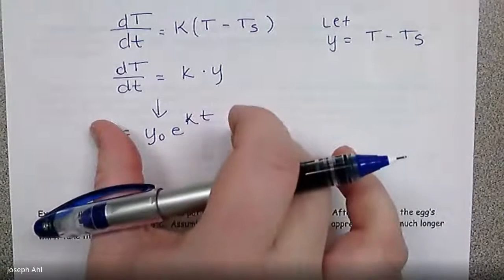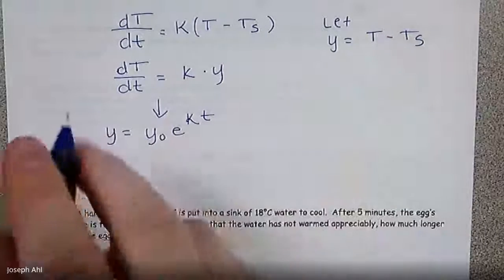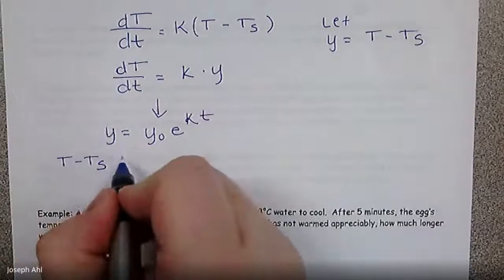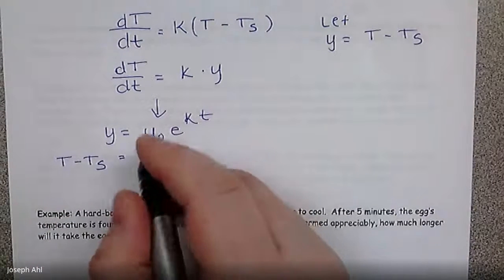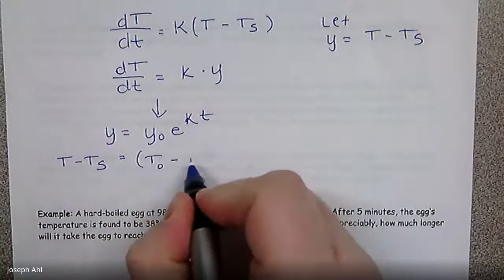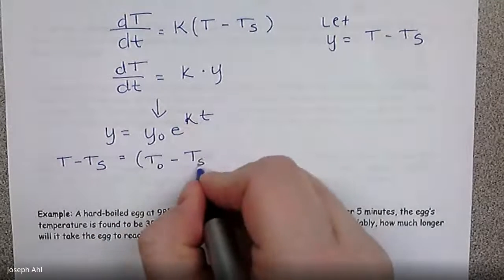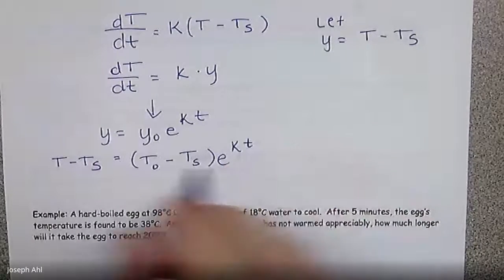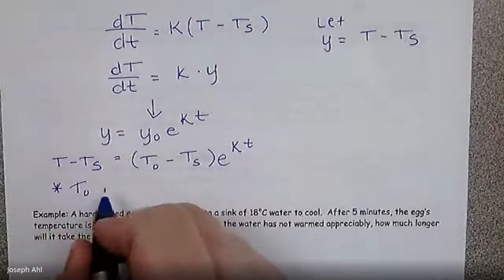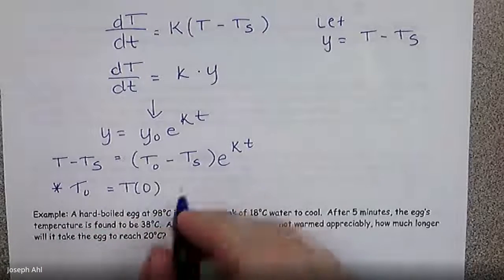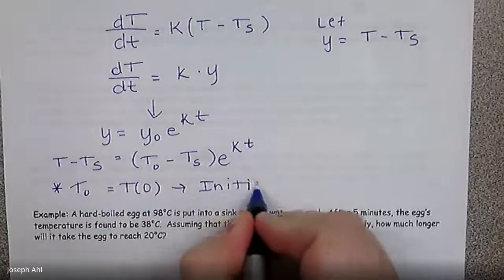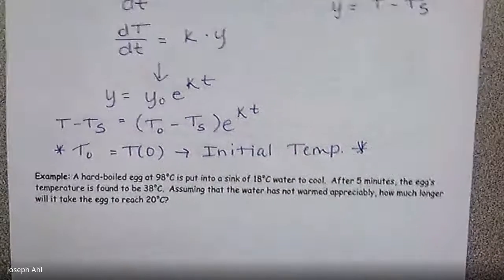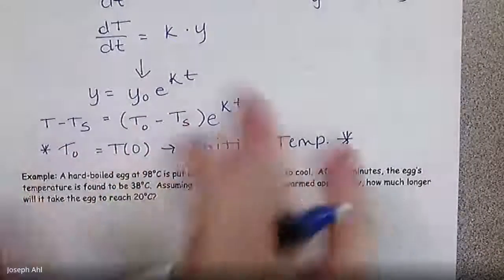But if we know that this is the model that it's going to turn into, where y is the difference between T minus T sub s on this side, we can replace that T minus the temperature of the surrounding medium. And then over here, when we have y sub 0, I'm just going to introduce T sub 0, which would be the temperature initially minus the temperature of the surrounding medium times e to the kt. So just where T sub 0 is equal to T of 0. It's the initial temperature of the object. Okay.